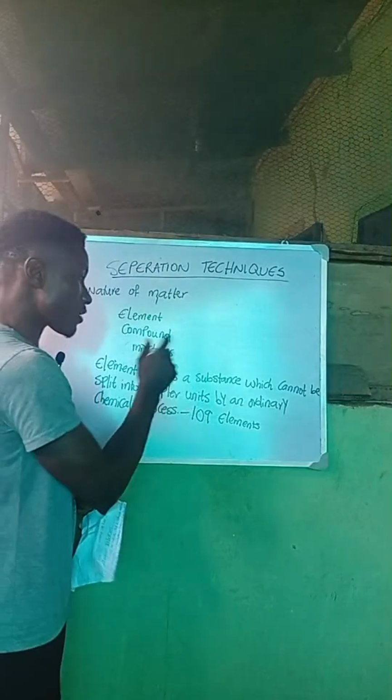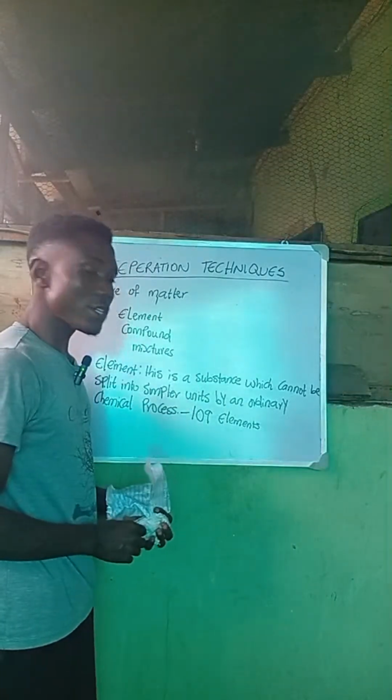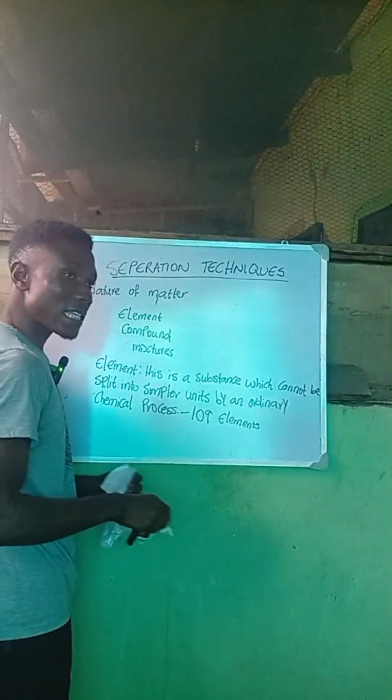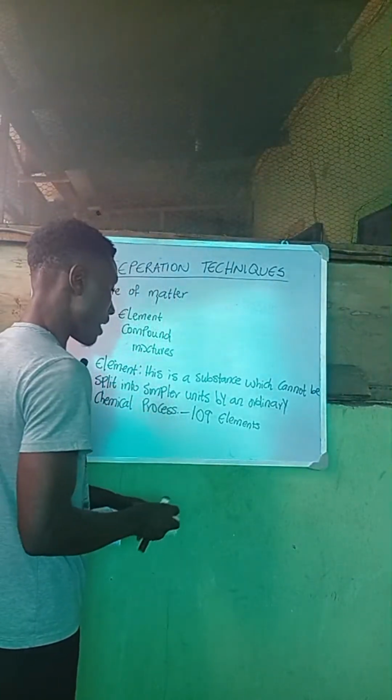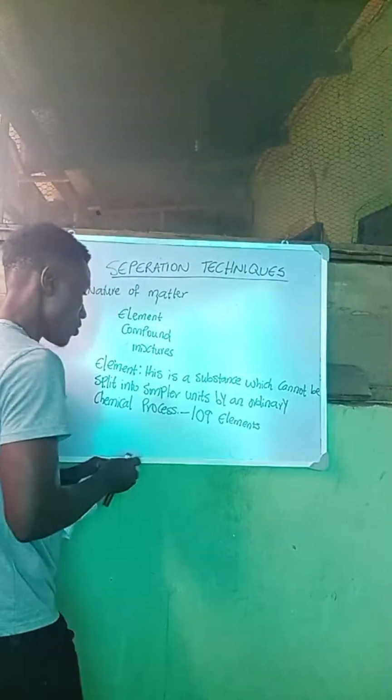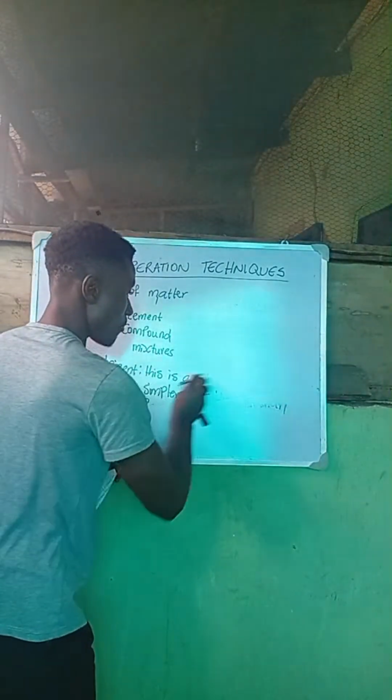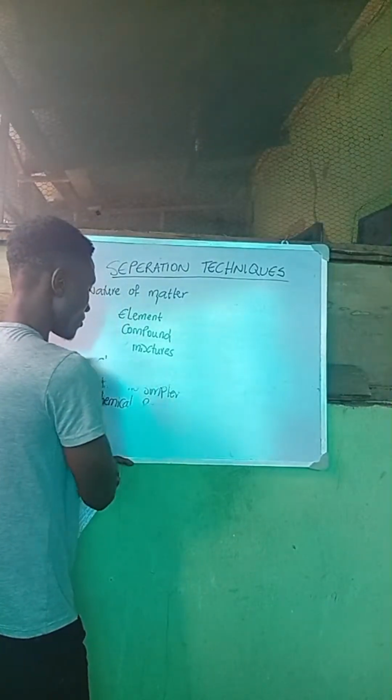So we say element is a substance which cannot be split into simpler units by an ordinary chemical process. And as of the time you are watching this video with me right now, we have 109 elements. Please take note of that. So I'm going to clean the elements, and we are going to talk about what a compound is.